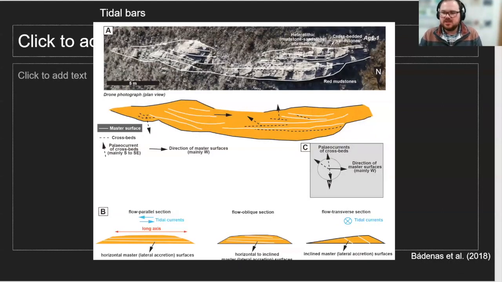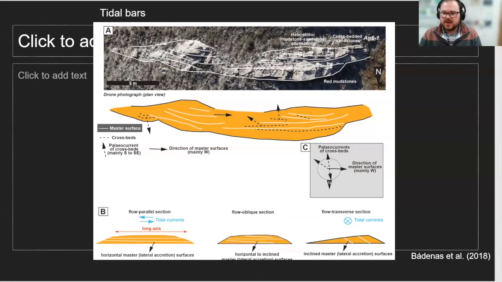Okay, so now we're going to look at the tidal bars. They had a master bedding surface that is roughly horizontal or maybe dips slightly to the west, and internal cross beds with paleocurrents, which flow mostly to the south and southeast. It was quite cool to learn how to measure those kinds of things, such as paleocurrents in a channel.